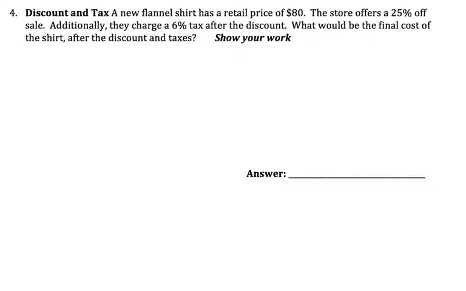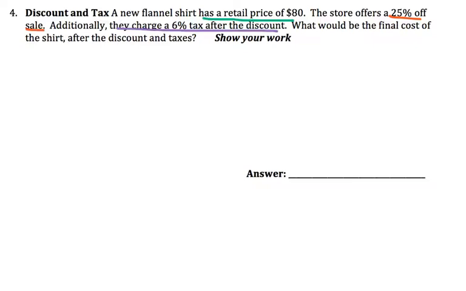Alright, I gave this one a title. I called it Discount and Tax. A new flannel shirt has a retail price of $80. The store offers a 25% off sale. Additionally, they charge a 6% tax after the discount. What would be the final cost of the shirt after the discount and taxes?